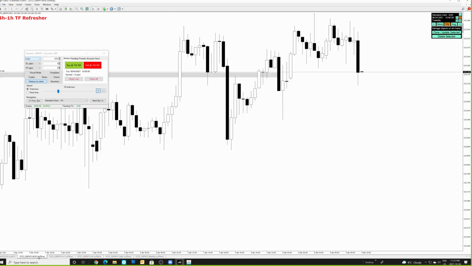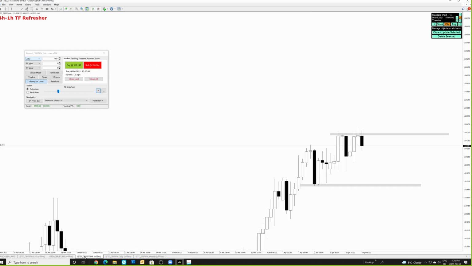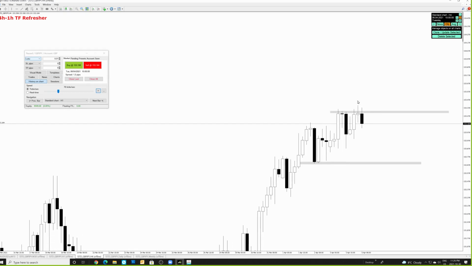Let's take a look on a 30-minute time frame. Yeah, 30-minute time frame also has a very, very strong body candle coming down. Now, looking on the 4 hour, we can also see that this 4 hour candle broke the low of the previous 4 hour candle and it respected the high.